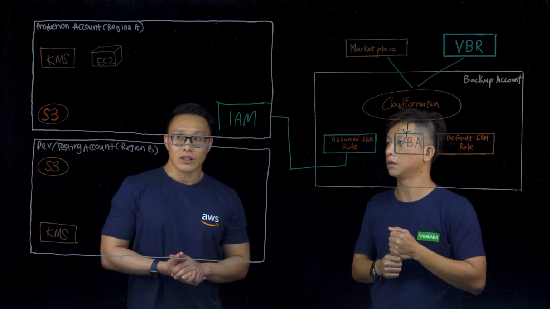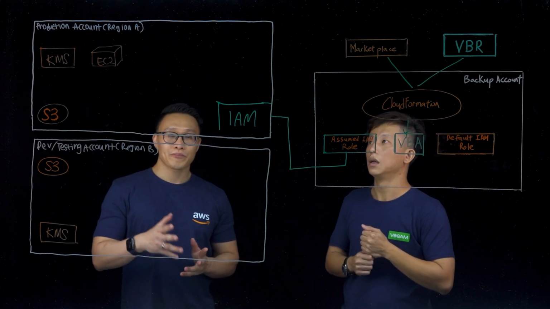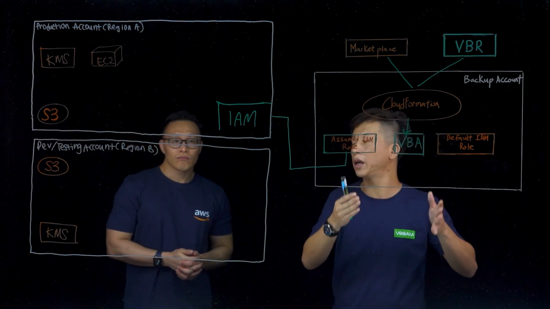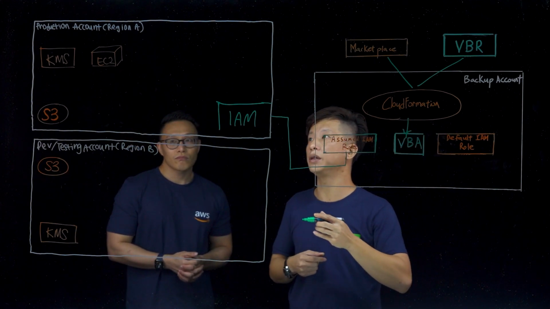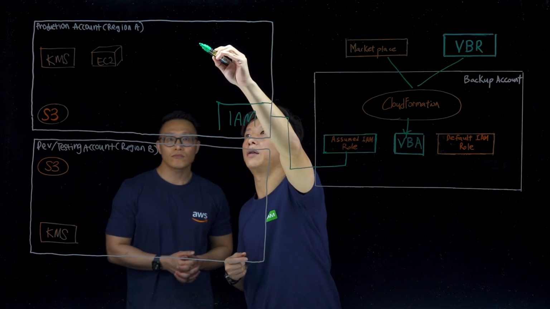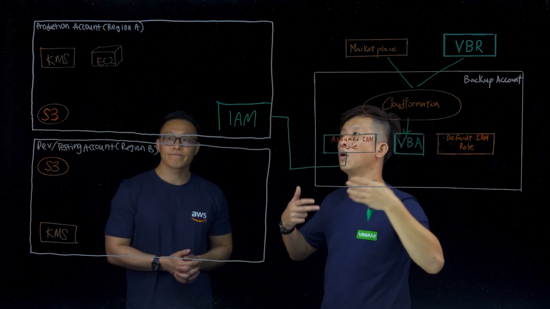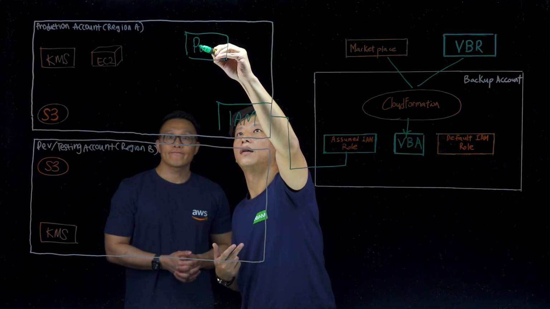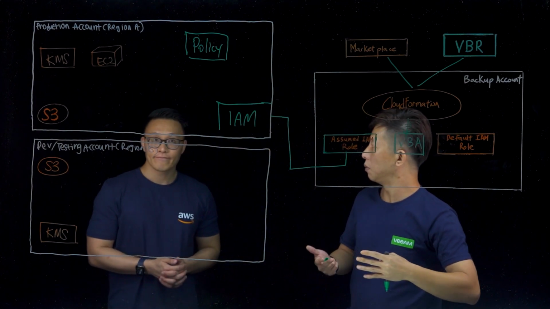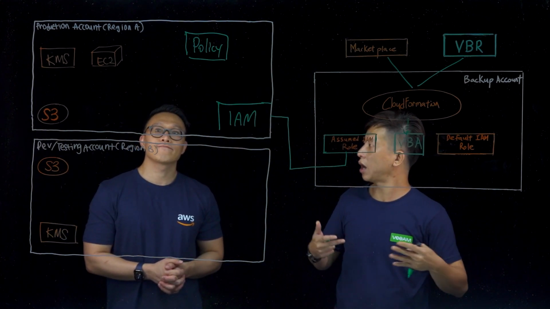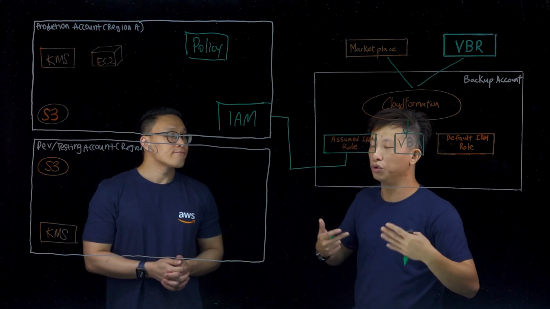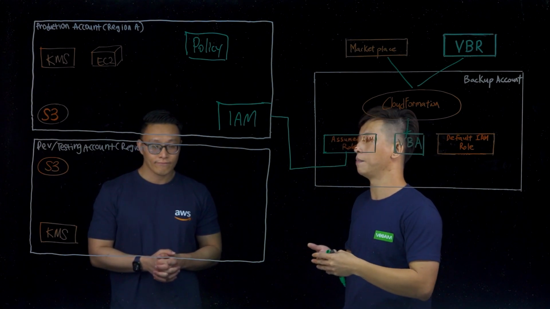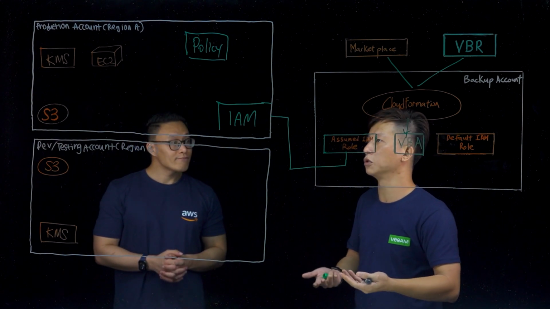So tell me, Nigel, how does the backup flow work? It's pretty straightforward. Once the VBA has assumed the role, it will discover the necessary EC2 instances. To get started, we need a policy in place to define what to back up, when to back up depending on the SLA and RPO, and how to back up. Do you need to export the snapshot backups to an S3 bucket? Also, where do you want to back up? You can define it.